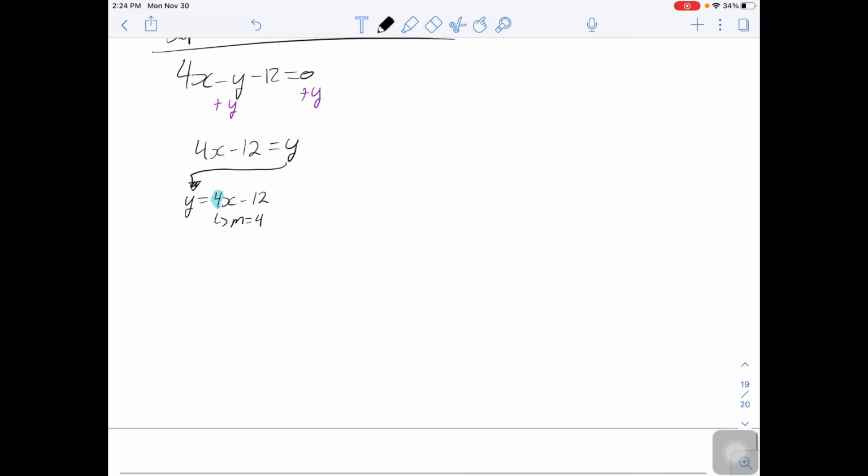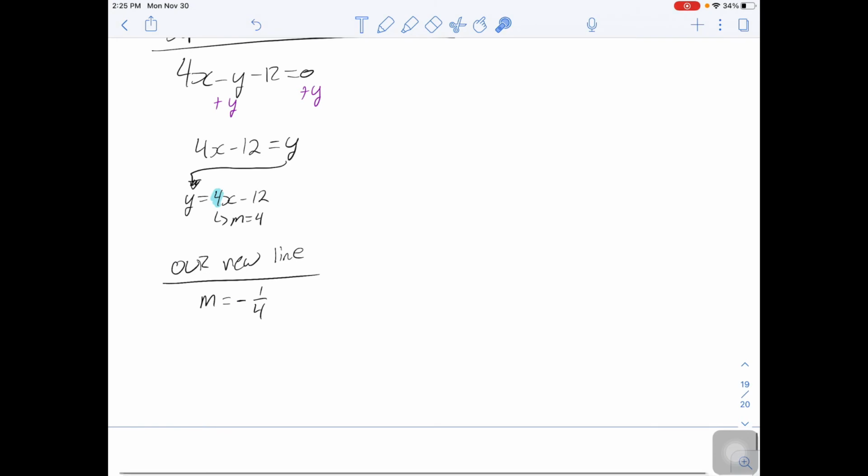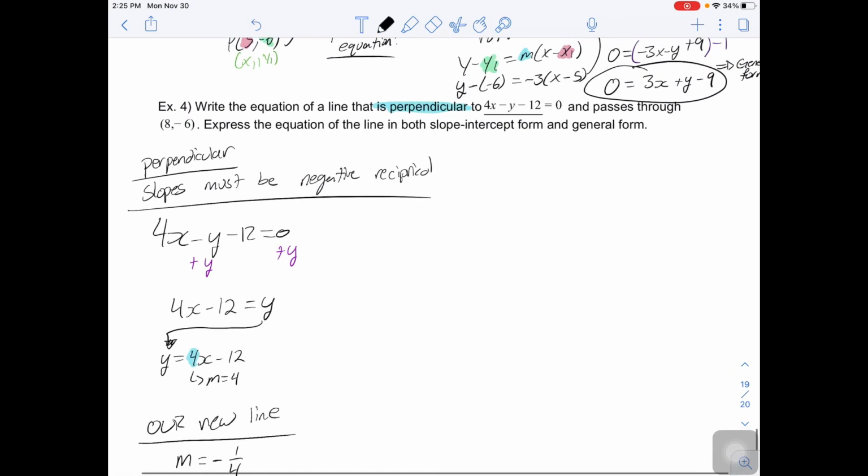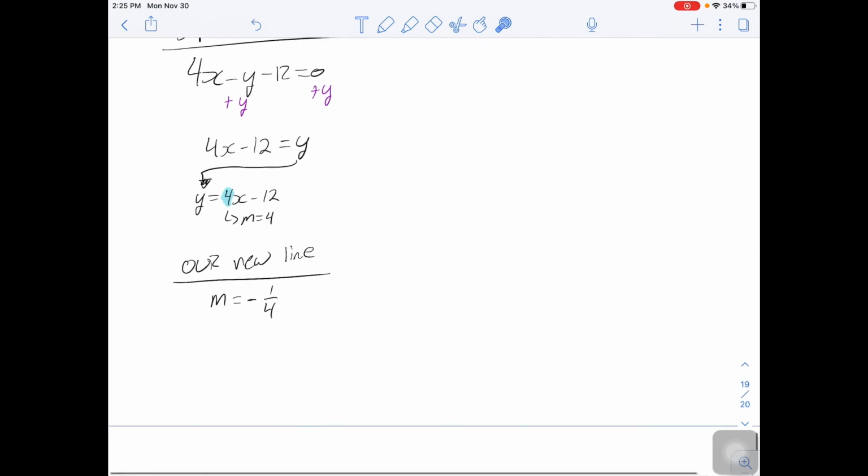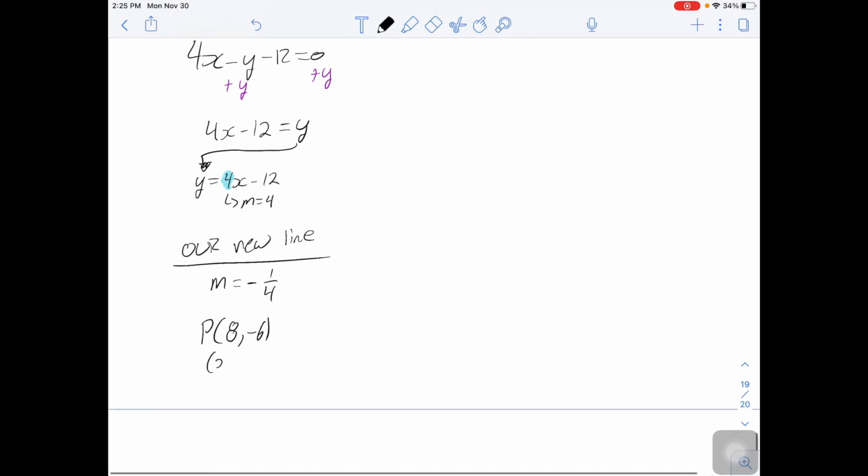And in order for our line to be perpendicular to this, we have to have a negative reciprocal of this slope. So our new line will have the following characteristics, where its m value will be negative 1 over 4. So I took the reciprocal of 4 and I changed the sign. So now I have a negative reciprocal. Recall that it told us that it wants this line to go through the point 8 and negative 6. So we'll also have a point at 8 and negative 6. So when our x value is 8, our y value is negative 6.